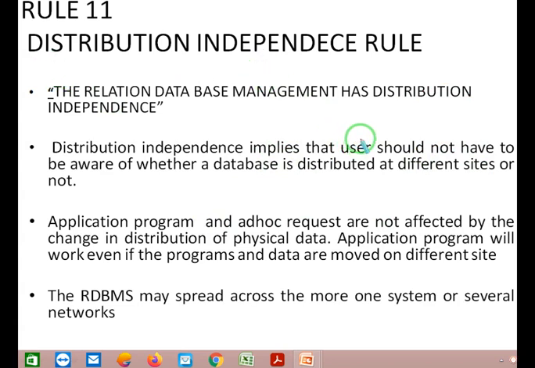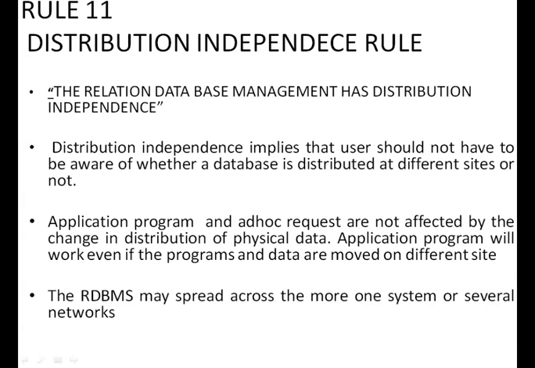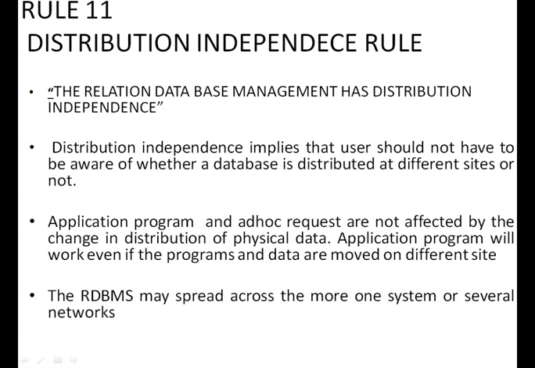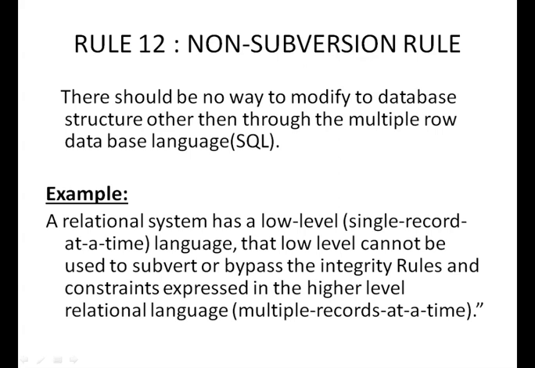Okay, so an RDBMS may be spread across one or more systems or networks, but the RDBMS hides the complexity from the user. The user feels like the data is placed in one place only, but actually he is not aware of where the data is placed. So this is termed as the distribution independence rule, and this is the main purpose of using a database, that is, it hides the complexity of the data structure from the user.